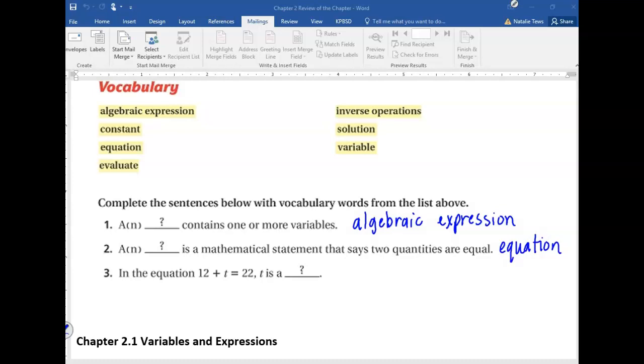In the equation, 12 plus t equals 22, t is, what would we call t? A variable. These were directly from your note page. In fact, I think they all came from the exact same note page. Okay, I'm going to move us on to those tables below.